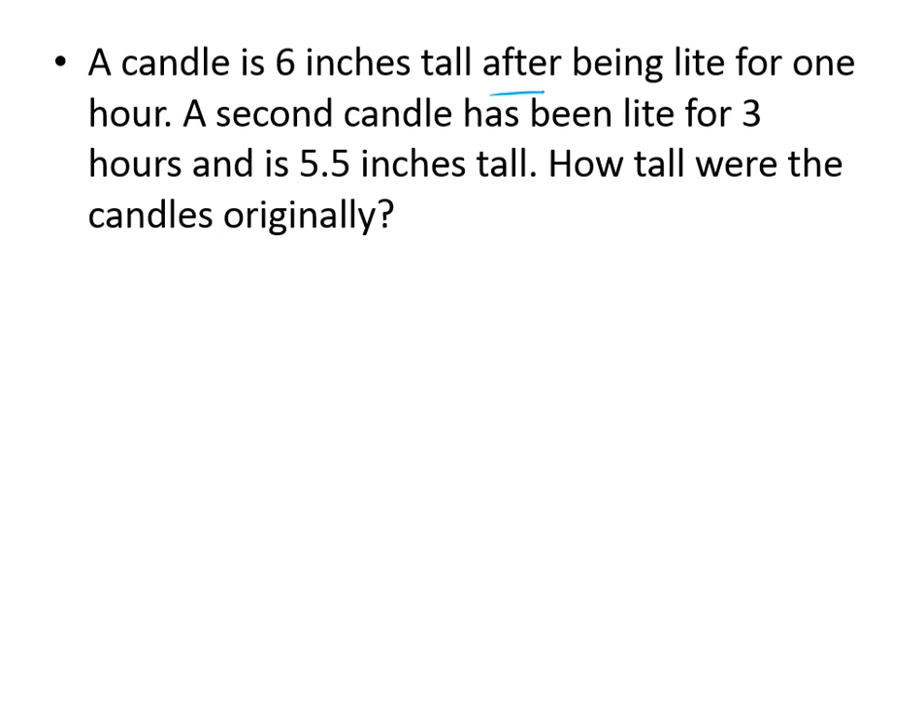And so what we have here is two separate points. And then what we have to do is think of an equation and then work backwards. So our first point, we have a candle that's 6 inches tall. That's going to be our y. 6 will be our y. The height is usually our y. And then the time is our x, 1 hour.